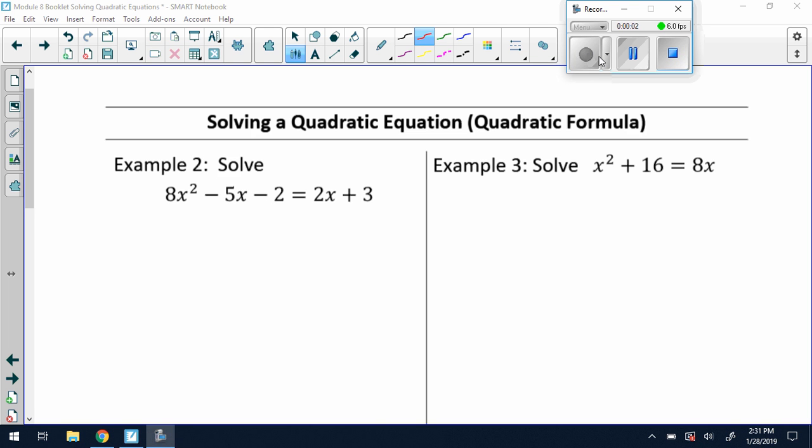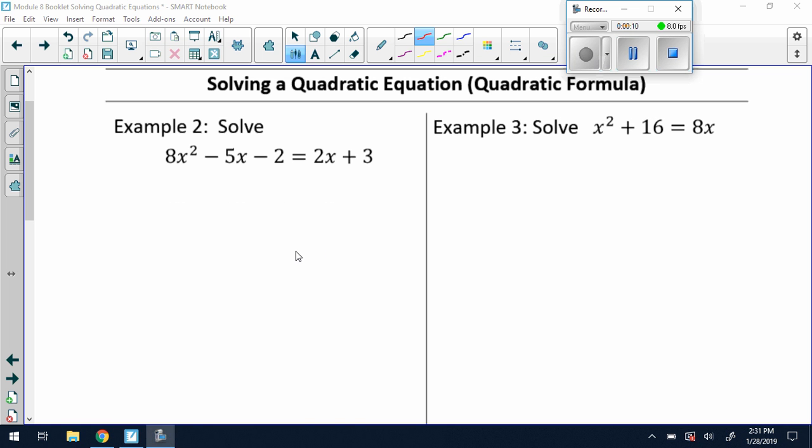We are going to continue using the quadratic formula to solve our quadratic equations, and we're going to look at example 2 in your booklet on page 7. So the first thing I want you to notice is that we are not in standard form. So I need to get in standard form before I can do anything, because I need standard form in order to pick my A, B, and C.